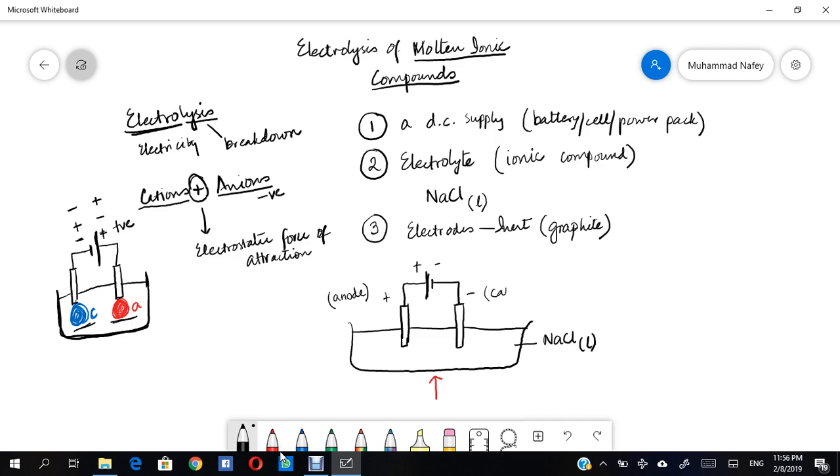the cathode. A small reminder, if you are asked to define what the anode is or what the cathode is in your examination, this is not the definition that you will be writing. The definition of anode is the electrode at which oxidation takes place, and the cathode is defined as the electrode at which reduction takes place.